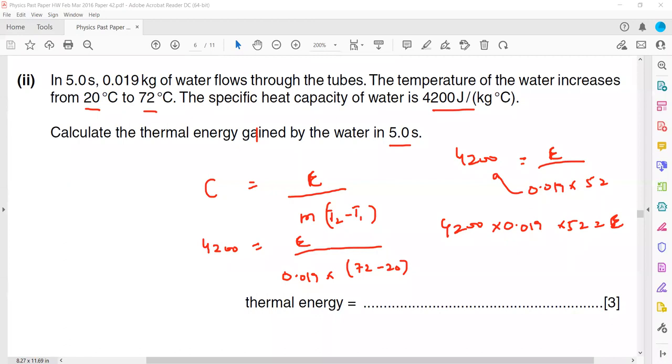Why 0.019? Because that is the mass of the water which flows. The m is the mass of the water which absorbs energy. So how much mass of the water absorbs energy in the question? That is 0.019. That's why we took 0.019. So 4100, that's again a rounded off answer, will be there in joules. Is this question clear? Yes, clear, sir.